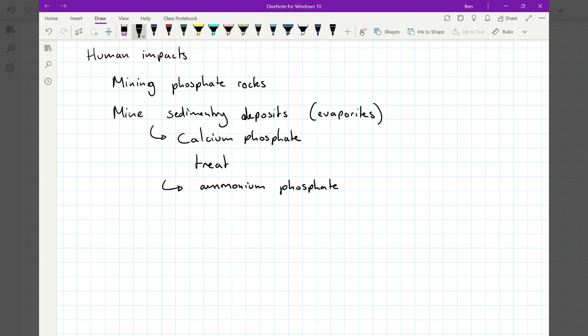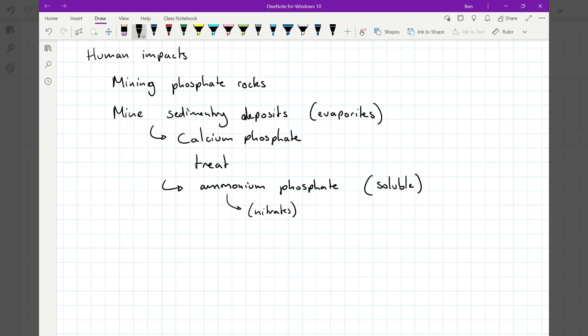Now this has a couple of benefits. The first is it is more soluble, so it is easier to apply and easier for plants to take up. The other thing, it's got ammonium in it, which would break down in the environment and become nitrates, ideally. So you can see that this is a really useful fertilizer for farmers to use.